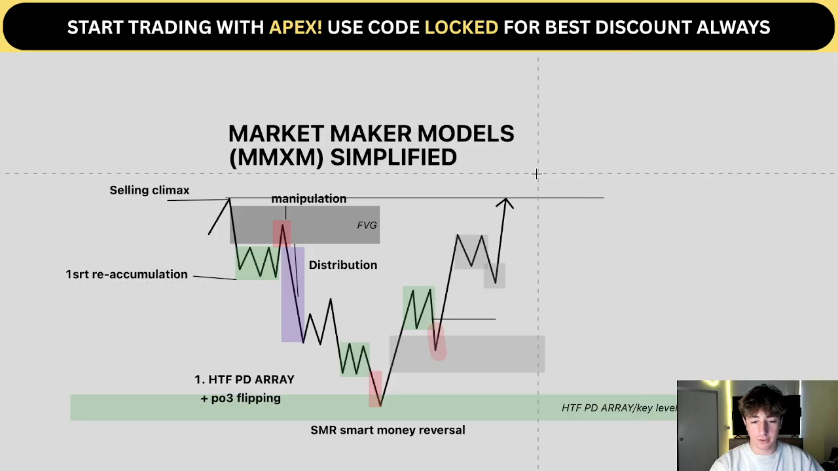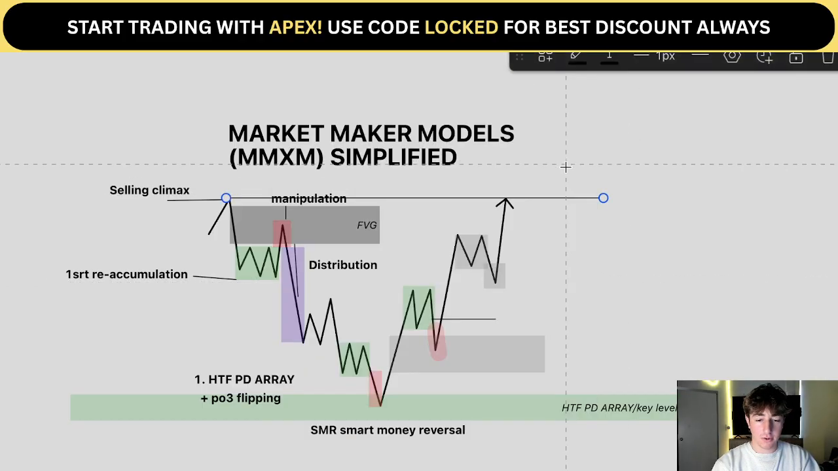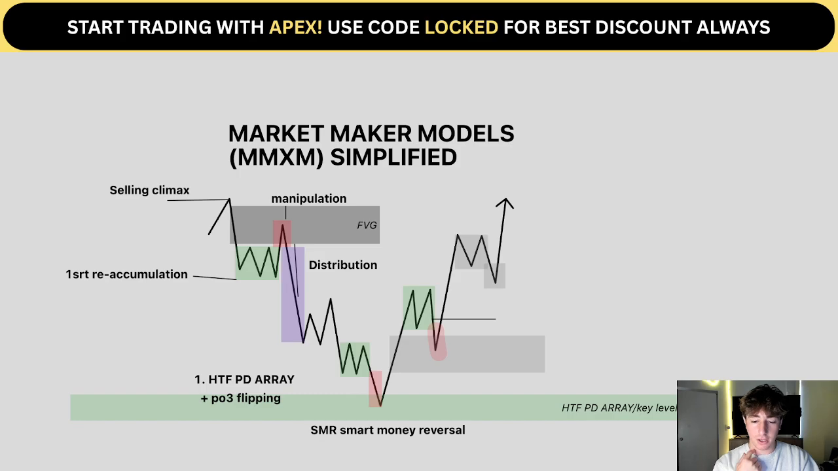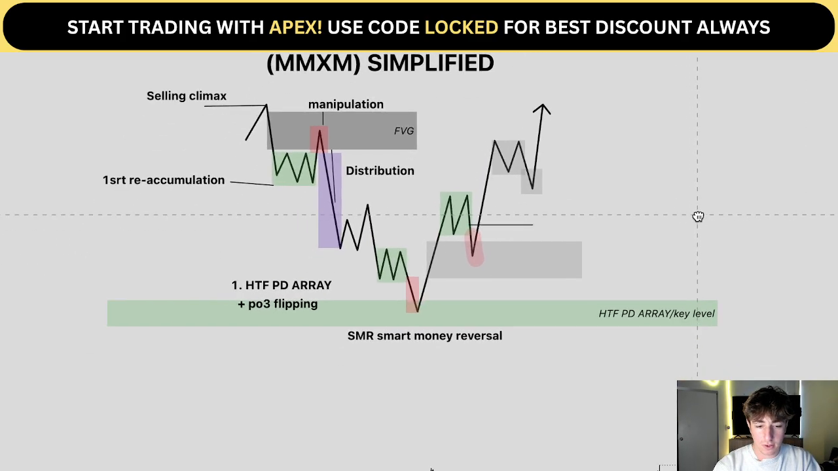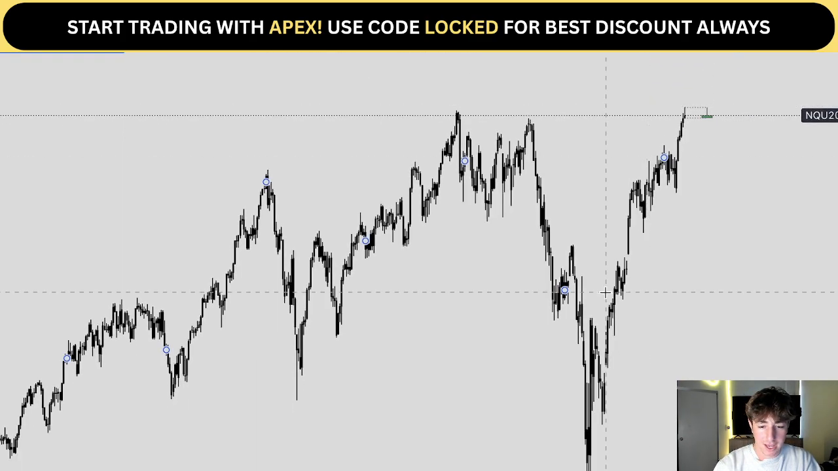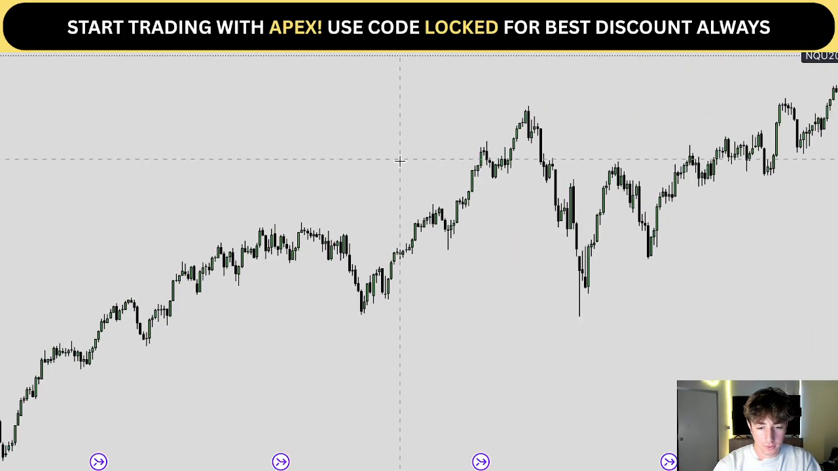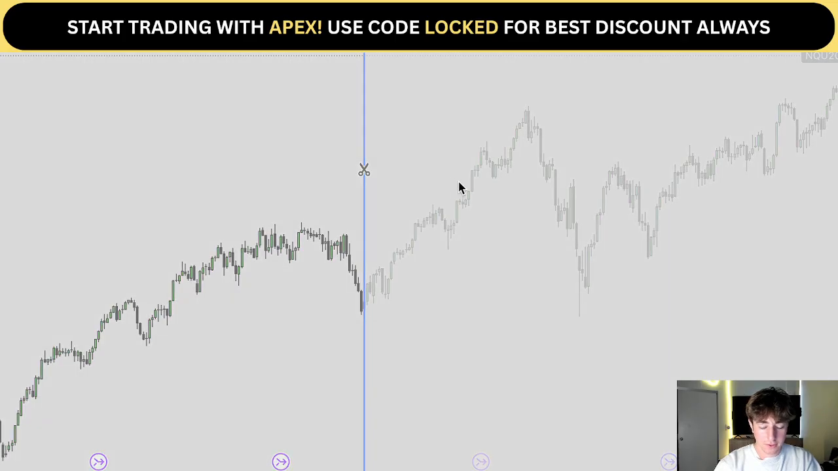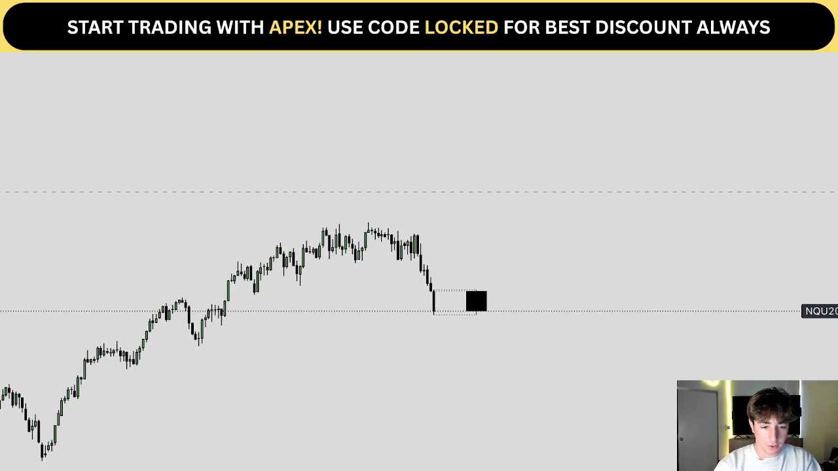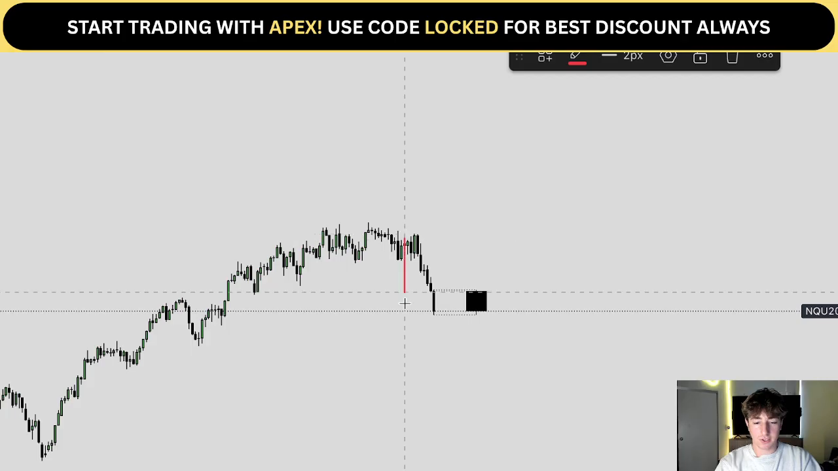So basically, we now know exactly what a market maker model looks like on paper. So let's go ahead and look at the actual chart at some examples. So right here, this is a bullish one. So a ton of sellers step in, right?